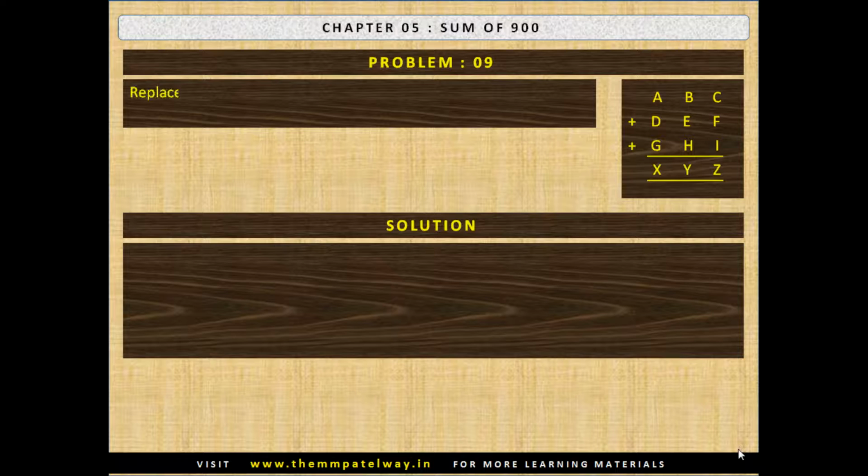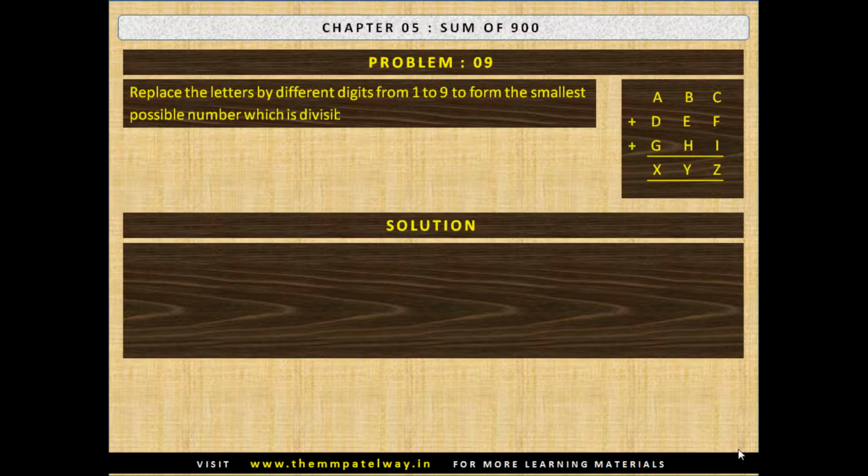Problem number 9. Replace the letters by different digits from 1 to 9 to form the smallest possible number which is divisible by 7. Now stop the video and solve the problem. The answer is, the smallest possible total which is divisible by 7 will be 819.